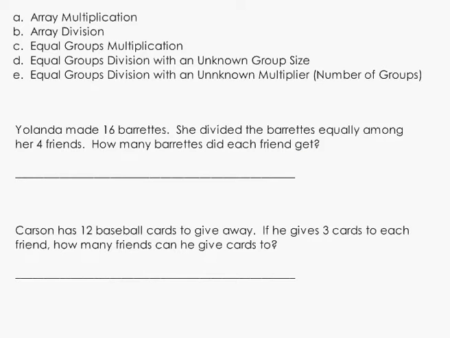We know we're trying to figure out how many barrettes each friend got. We know that the numbers in the problem that are pretty important are 16 and 4. And we can see that it says divided. She divided the barrettes equally. So I know that when I write my equation, I'm going to use division. 16 divided by 4.